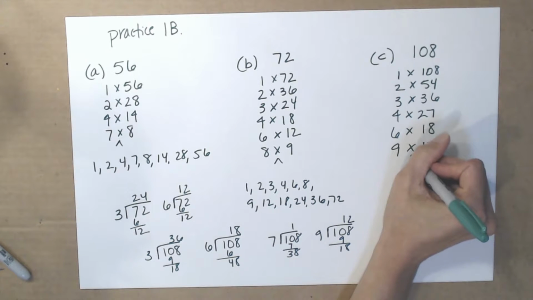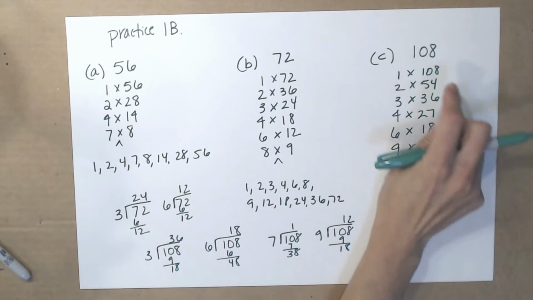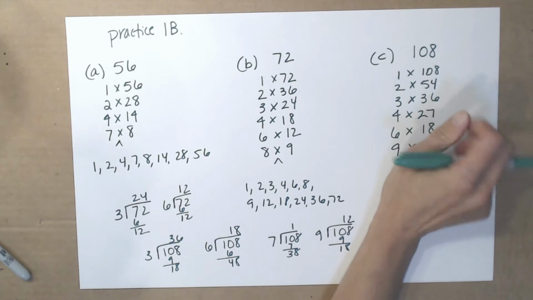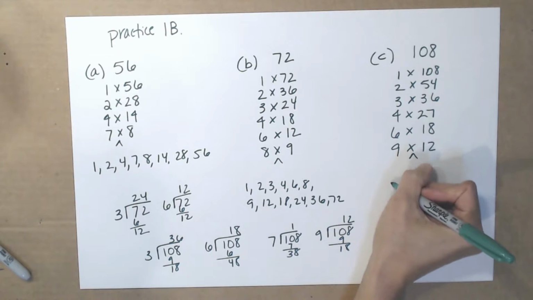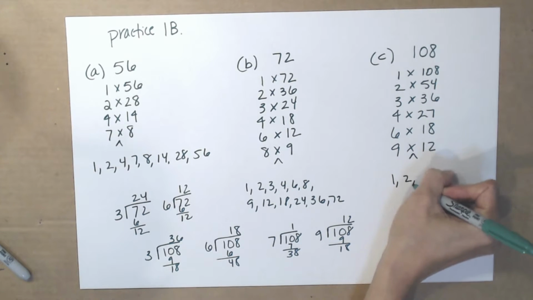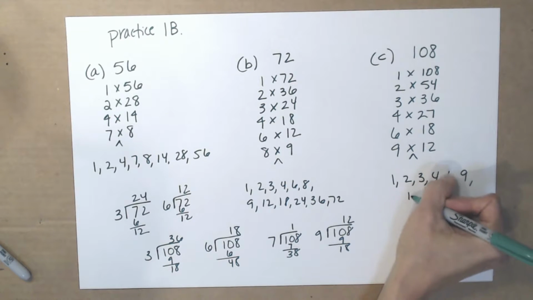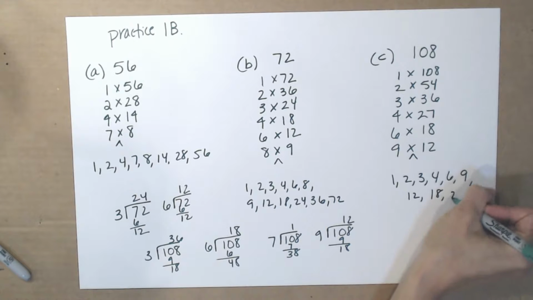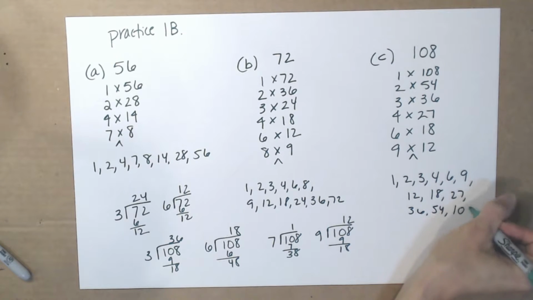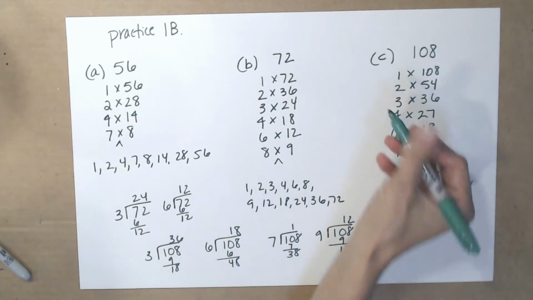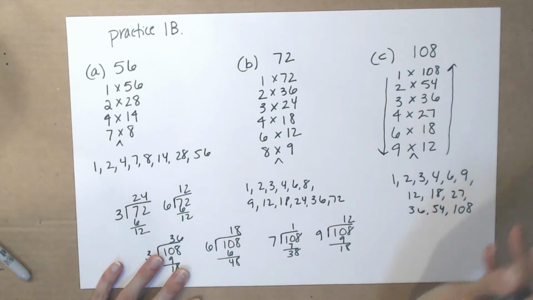And inside here we only have 10 or 11 to test between these two numbers. 10 is not a factor because it doesn't end in a 0, and 11 is not a factor either. So now we have all of our factors. 1, 2, 3, 4, 6, 9, 12, 18, 27, 36, 54, and 108. All the factors. So I'm just kind of listing them down and then back up.